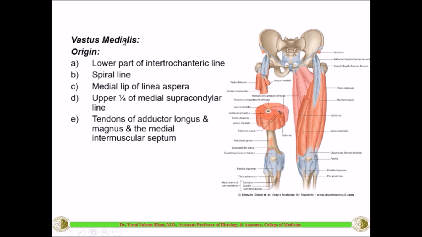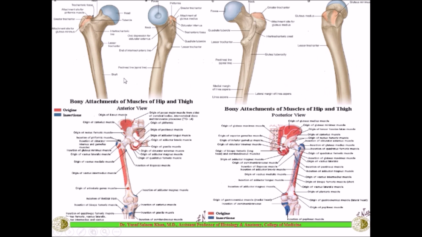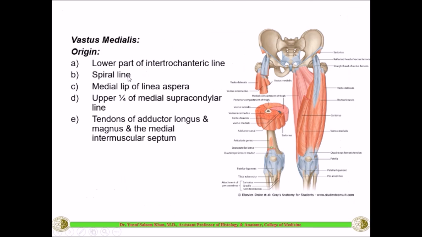Then it also takes origin from the spiral line. So this intertrochanteric line will continue behind as the spiral line. If you can see here, this is called the spiral line, or it is also called the pectineal line, because the pectineus muscle gets inserted to this point. So that is called the pectineal line, or it is also called the spiral line, because it is spirally placed. So this is the origin.